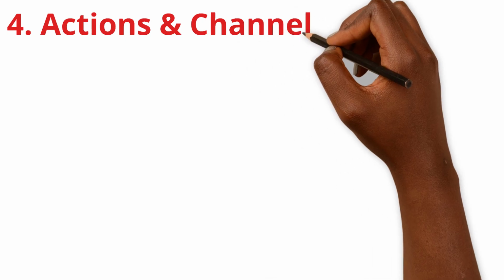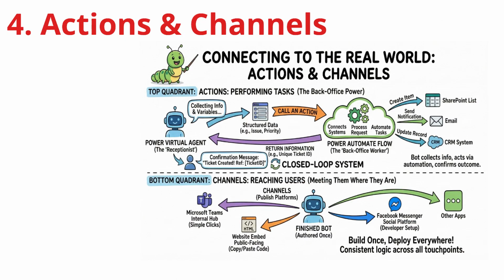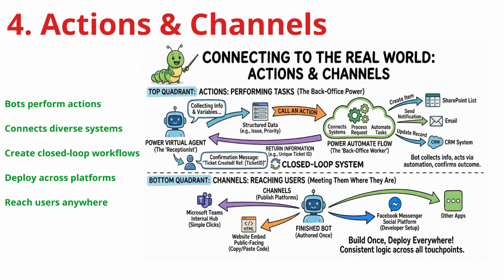This sketch illustrates how to connect your bot to the real world using actions and channels. In the top quadrant, we see actions, which enable the bot to perform heavy technical lifting. Think of the Power Virtual Agent as a receptionist that collects structured info. To process that info, it calls an action using Power Automate, the back office worker. This flow connects to systems like SharePoint, email, or CRM to execute tasks. Crucially, it returns information, such as a unique ticket ID, back to the bot for a final confirmation message, creating a seamless closed-loop system.